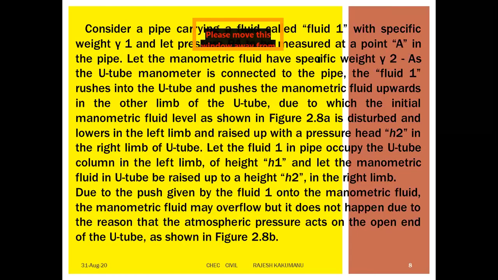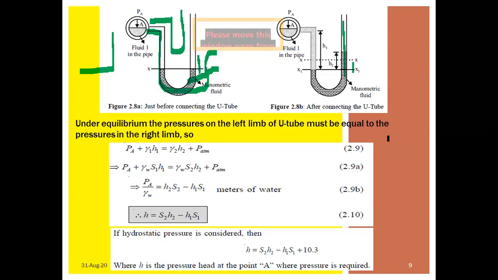Now pressure PA is distributed on the layers of the left limb and raised up with the pressure head h2 in the right limb of the U-tube. See here, in the right limb, the pressure head h2 rises upward. That's the meaning of this sentence.